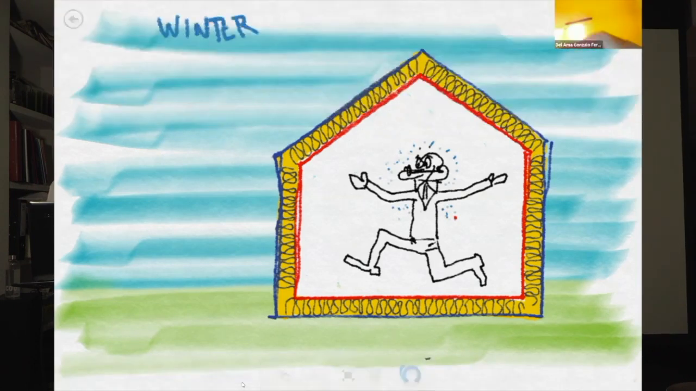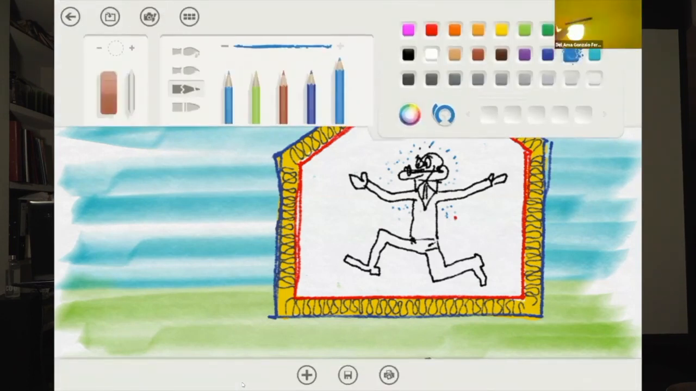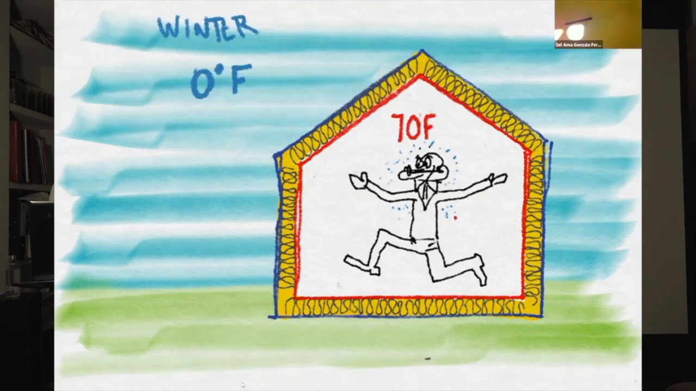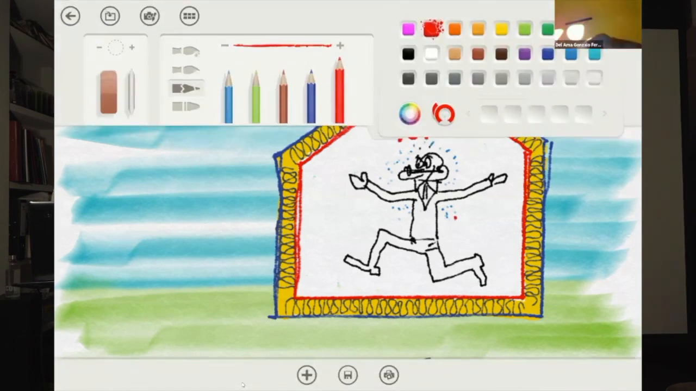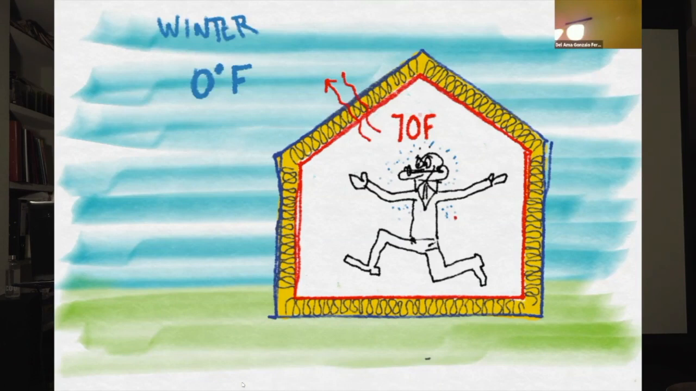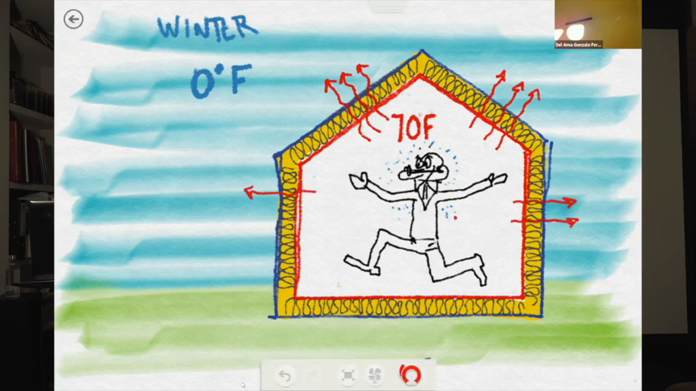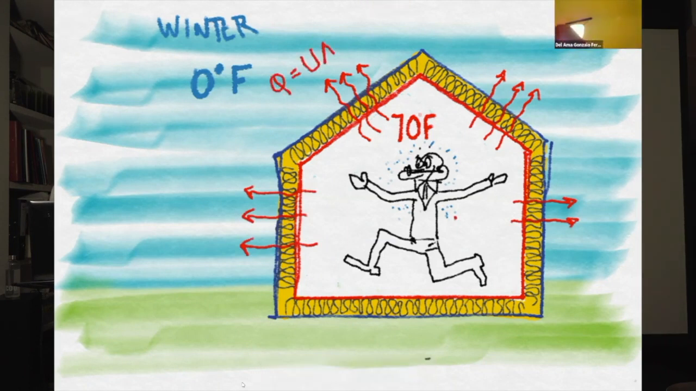So what do we have to do? We have to provide this guy with comfort. In winter, it's not easy because in winter in New England it's too cold, so we can have 0 Fahrenheit, and the comfortable indoor temperature can be 70 Fahrenheit. Imagine that indoors we have 70 Fahrenheit, outdoors we have 0 Fahrenheit. So through the envelope, by conduction, we will lose heat. We are losing heat through the roof, through the walls, and even through the floor. And this is the formula for heat transfer.